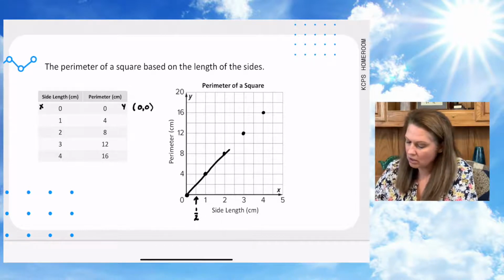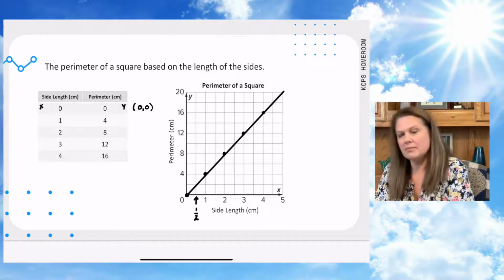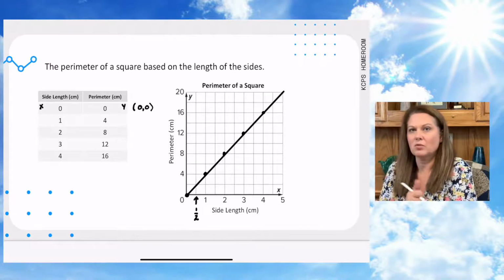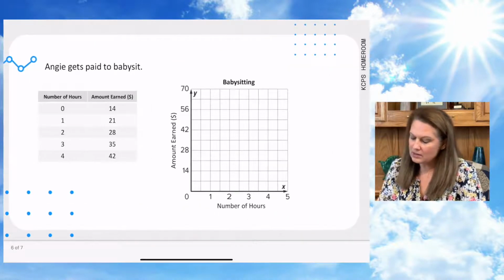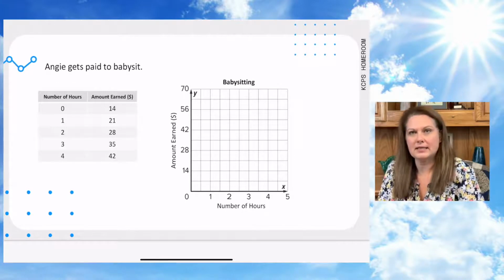Always go ahead and draw your line and make sure it's straight. Our two characteristics: starting at 0, 0 in a straight line, we're good to go, so this graph is proportional. So let's take a look at Angie. Angie's going to get paid for babysitting.